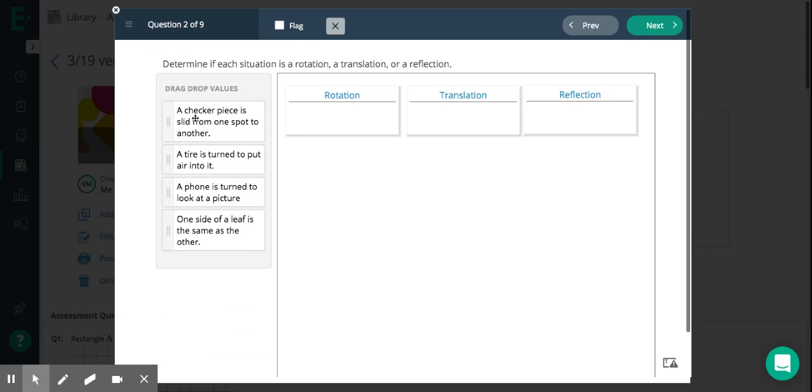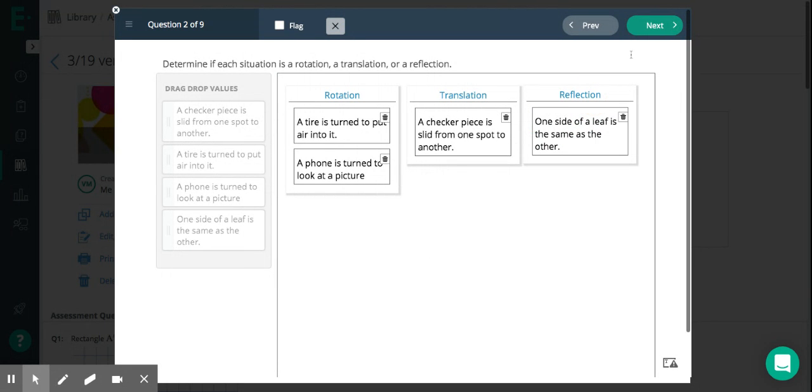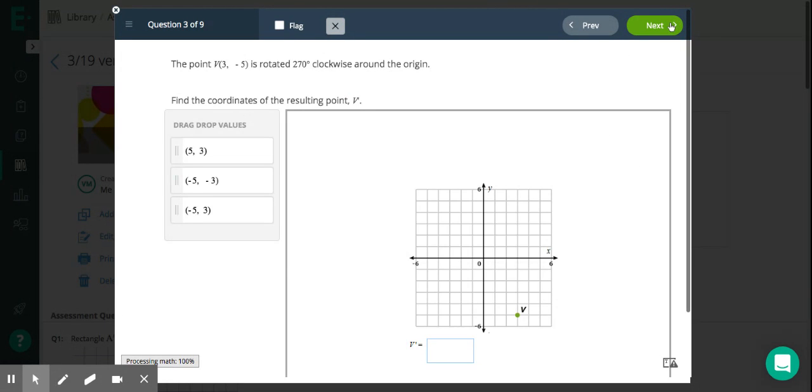Here you had to drag these options into the type of transformation that you saw. The first one, a checker piece is slid from one spot to another. Sliding, if we remember, is translation. A tire is turned to put air into it. A turn, that's another word for rotation. A phone is turned to look at a picture, rotation, a turning. And one side of a leaf is the same as the other side, so that would be a reflection.